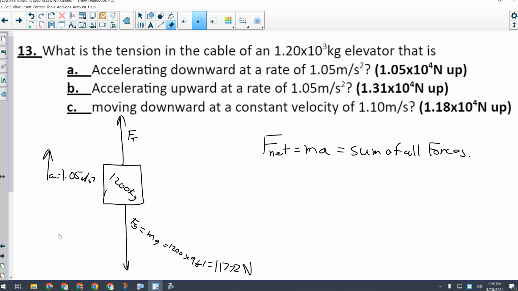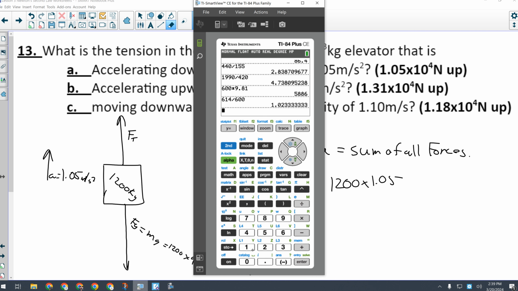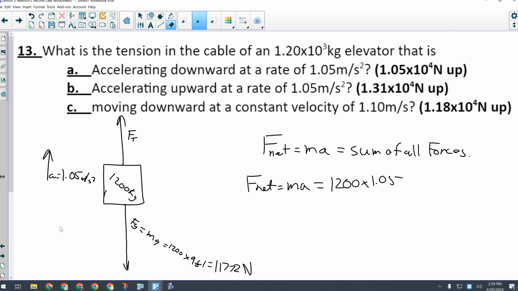I'm going to do sum of all forces last and m times a first, because that's what I have right now. I have mass and I have acceleration. So I'm going to find my net force. I'm just going to go 1,200 times 1.05. So my net force is 1,260 newtons. Acceleration was up, my net force has to be up.